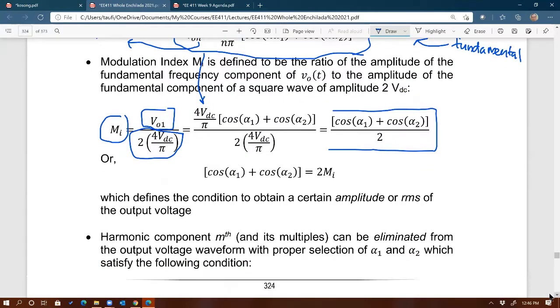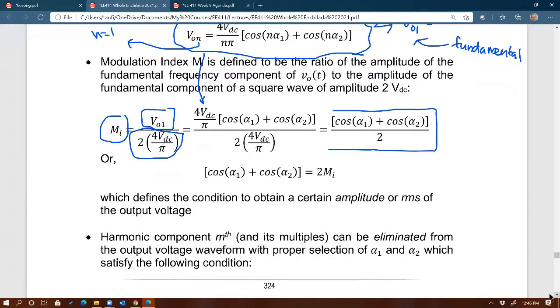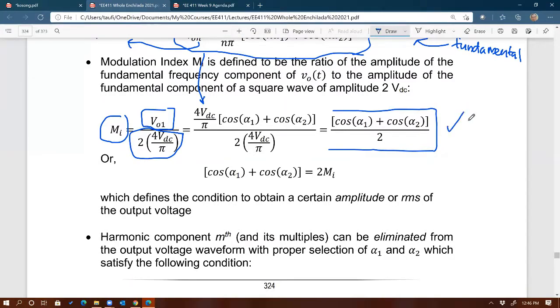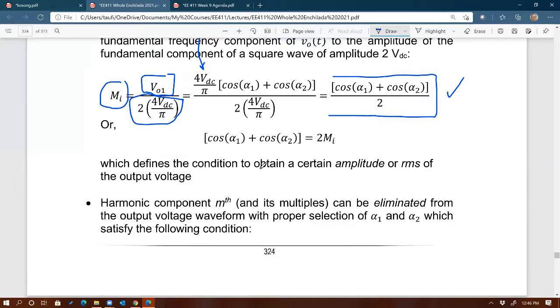So using two DC voltages, the modulation index becomes this equation right there. And then I rewrite the equation this way. From MI is equal to cosine of alpha 1 plus cosine of alpha 2 divided by 2, I rewrite that equation as cosine of alpha 1 plus cosine of alpha 2 is equal to 2 times MI. Keep in mind that MI is the ratio of the fundamental component of the output over the input, so this will give us the RMS of the output voltage.